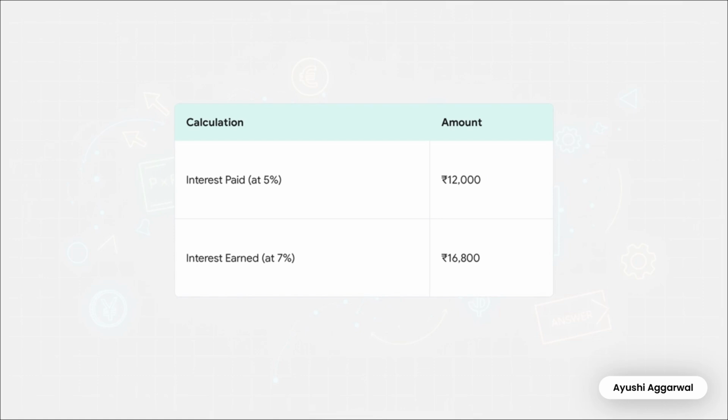Let's use our shortcut. First, the interest he paid. That's 5% for 4 years, so a total of 20%. 20% of 60,000 is 12,000 rupees. Easy. Now, the interest he earned. That's 7% for 4 years, which is a total of 28%. And 28% of 60,000 is 16,800 rupees.